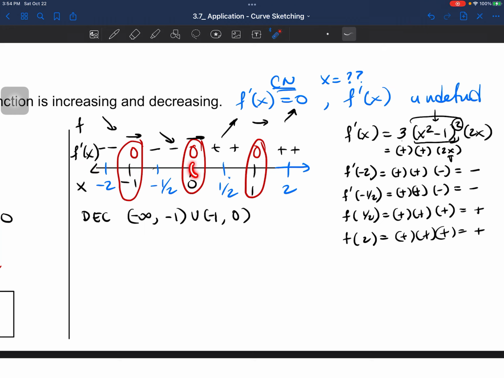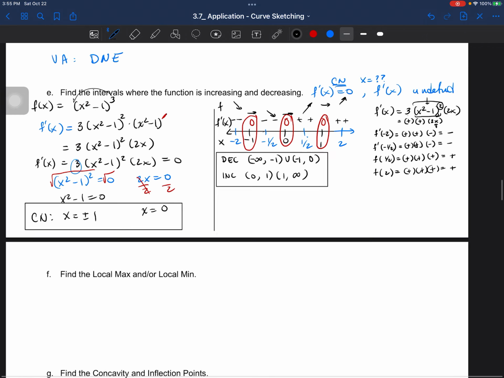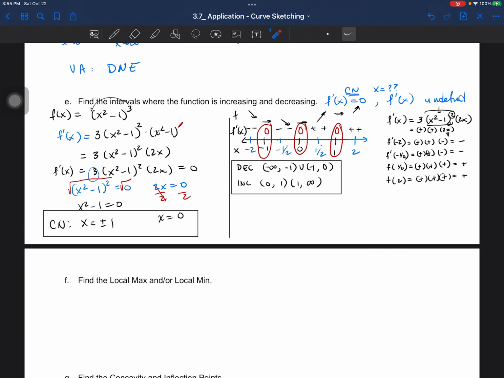Right? If you notice, it's from here to here, and then you jump from negative 1 to 0. And then for the positive, it's going to be from 0 to 1, and then from 1 to positive infinity, right? That's where the function is increasing. So increasing from 0 to 1, and from 1 to infinity. And there you go. We have found where the function is increasing and decreasing. That's all they ask us to find.